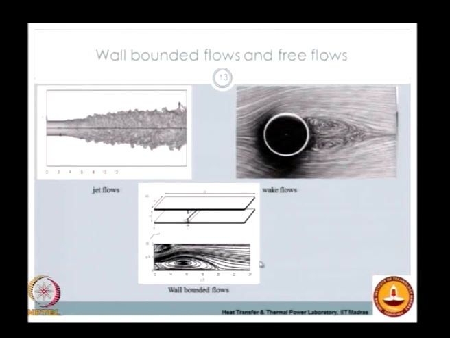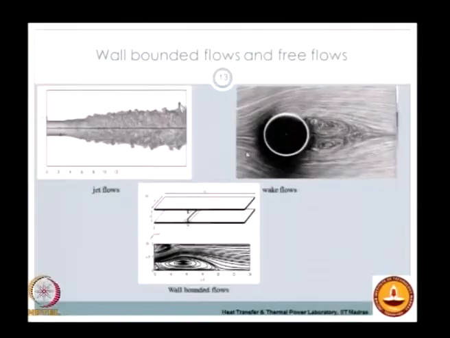And in the case of wall bounded flows, you clearly see a boundary layer due to the presence of the solid objects, the walls, and you could also look at locations where you have a clear demarcation between the viscous effects near the walls and the inviscid effects away from the walls, or where you find the merging of the two boundary layers from the top and the bottom walls, and then you have a completely viscous dominated flow. So these are classified as wall bounded flows.